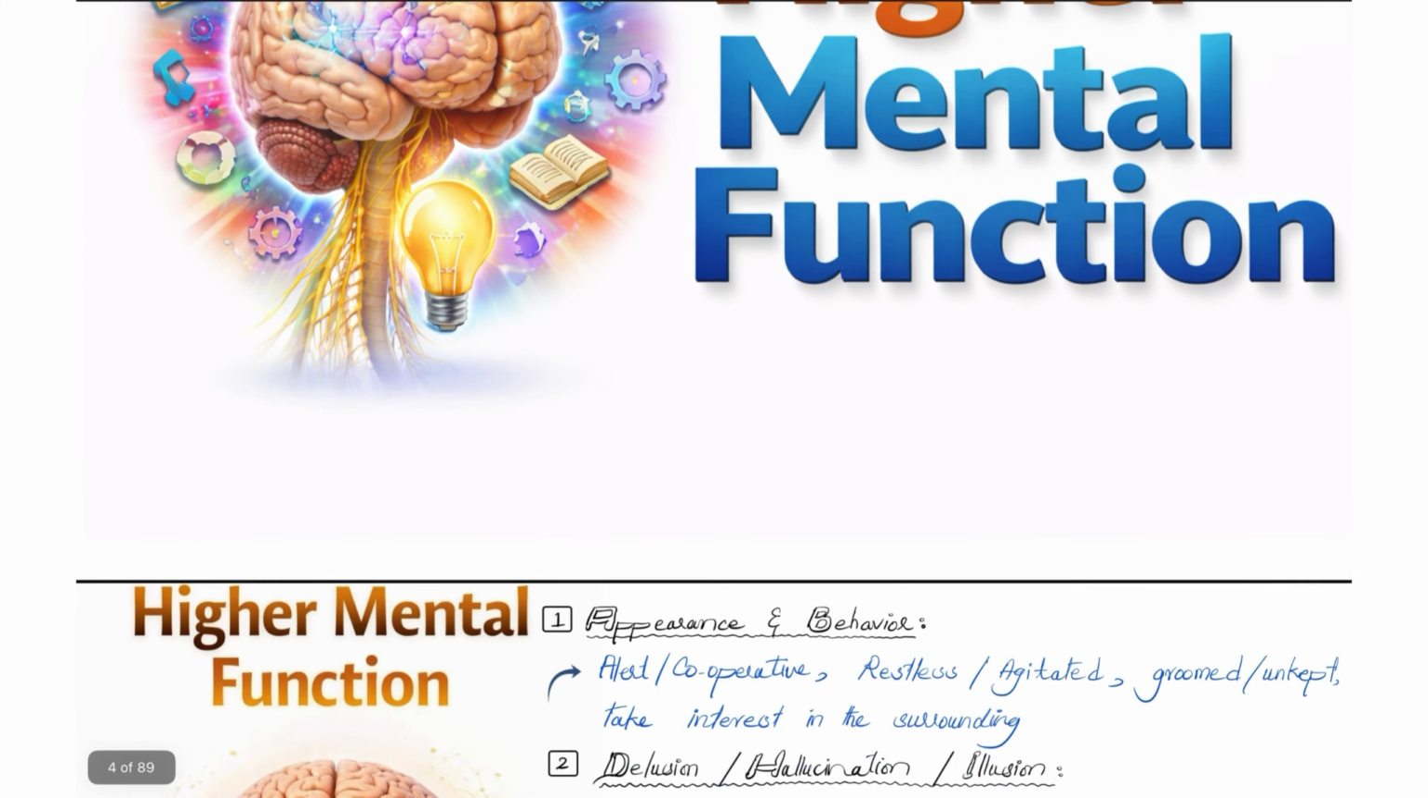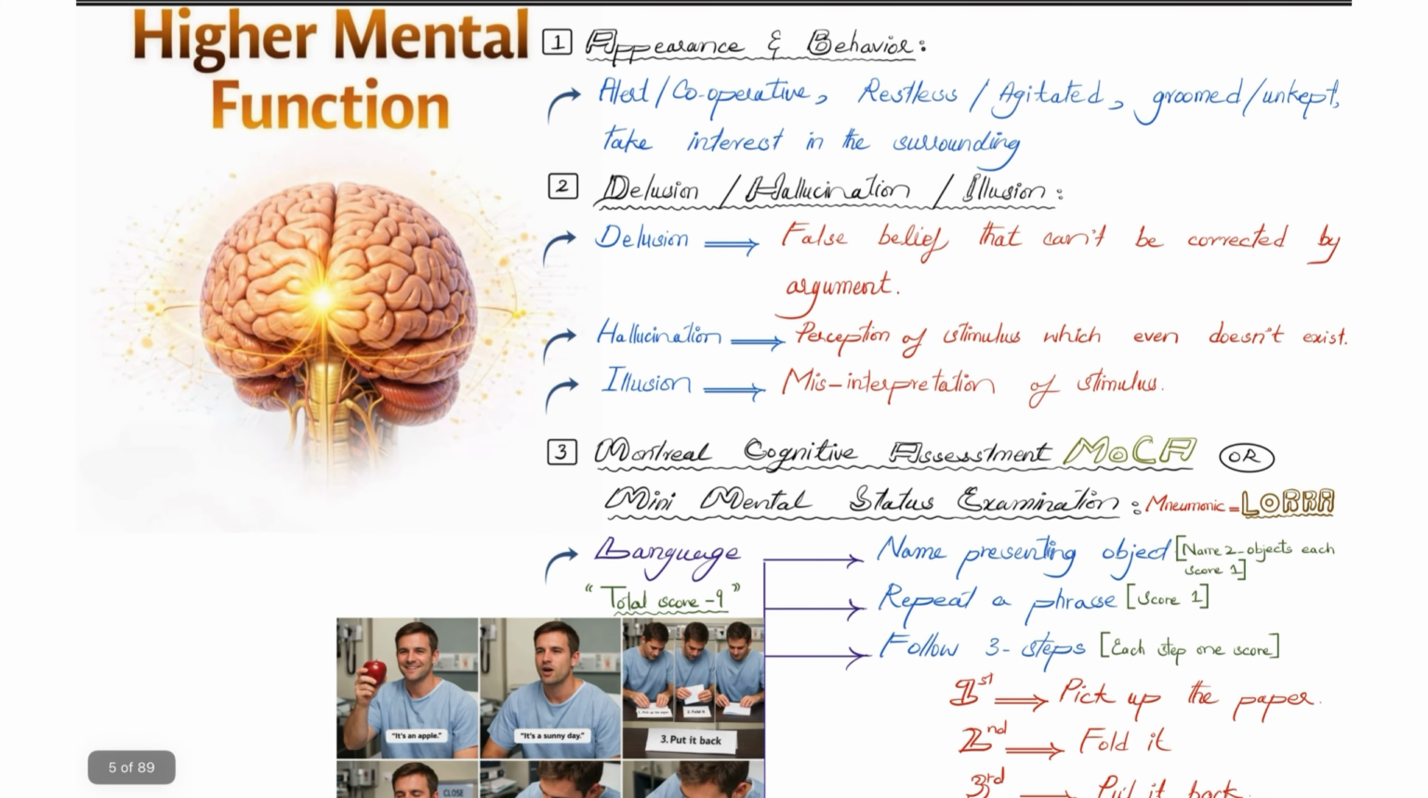In higher mental function examination, the first thing that you have to do is look at the appearance and behavior of the patient. Either patient is alert and cooperative, either he is restless or agitated, patient's look is groomed or unkempt, or does the patient take interest in the surrounding or not. Then try to find out disorder of thoughts, which can be delusion, hallucination, or illusion. Now let's first know what are the differences among them and what are their definitions.